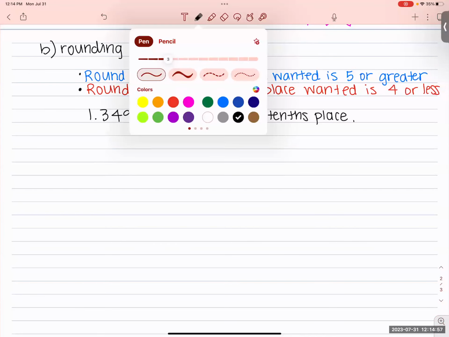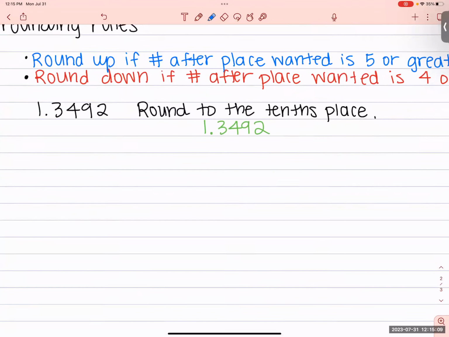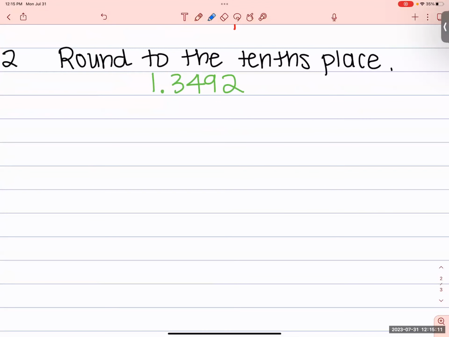So if we're rounding to the tenths place, don't want to confuse you with those colors. Let's look at the number. Just going to rewrite the whole number here. What's the tenths place? The tenths place is here. This is the tenths place that we want, the 3. So we're going to cut it off after that number. So we look to the number that's to the right of the 3.